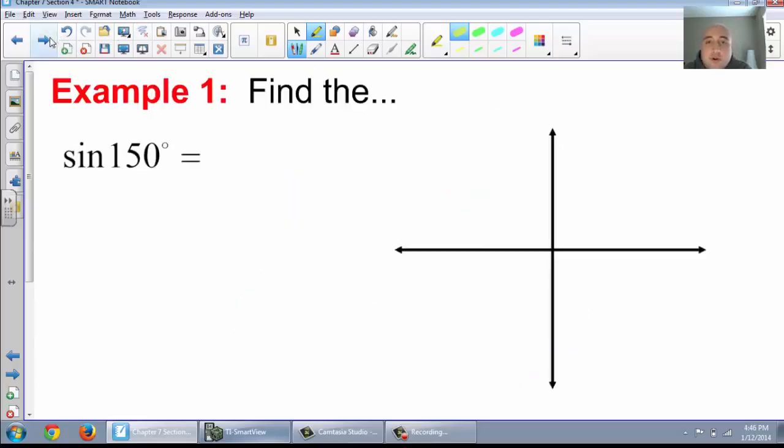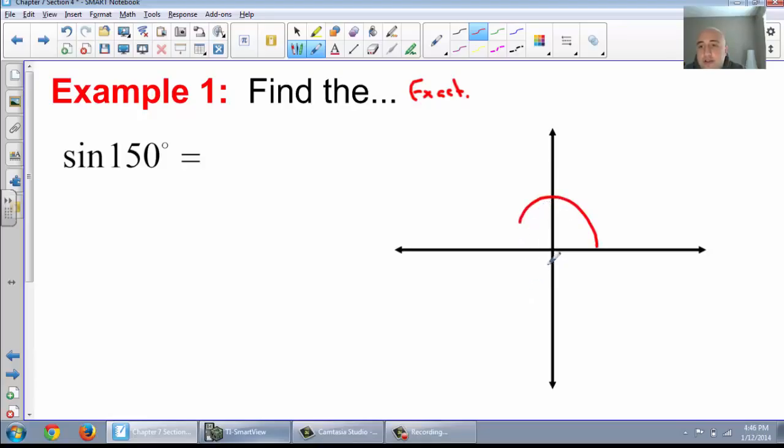Okay, so let's do an example. Let's finally figure out how to do this. All right, so it says find the sine of 150. Not plug it in on your calculator. Find the exact measure of 150 degrees. Okay, so what you first should do to get used to these is draw your angle.